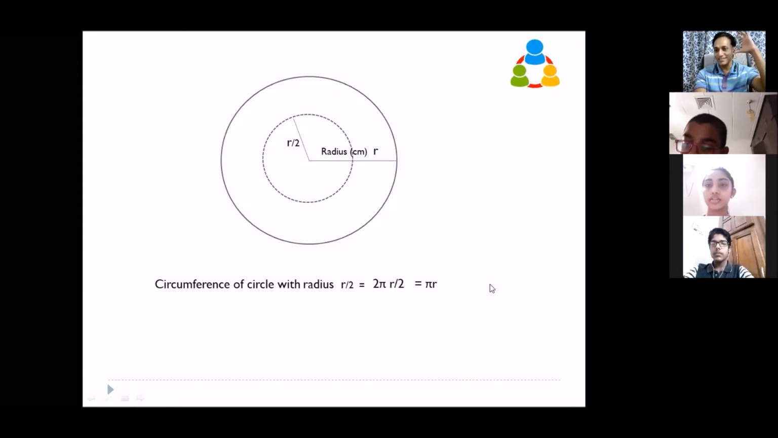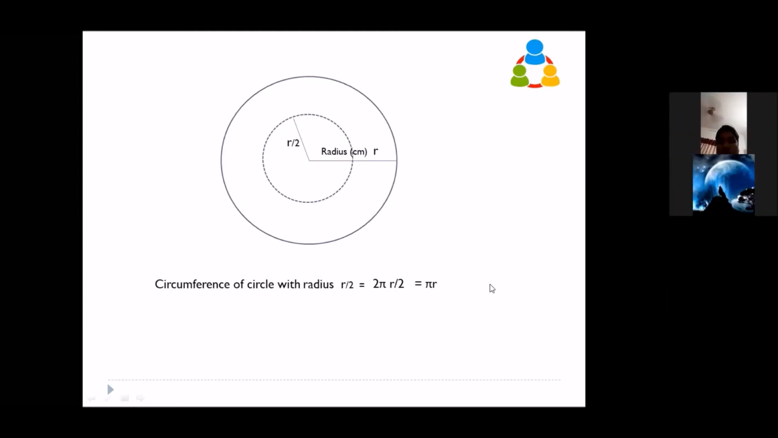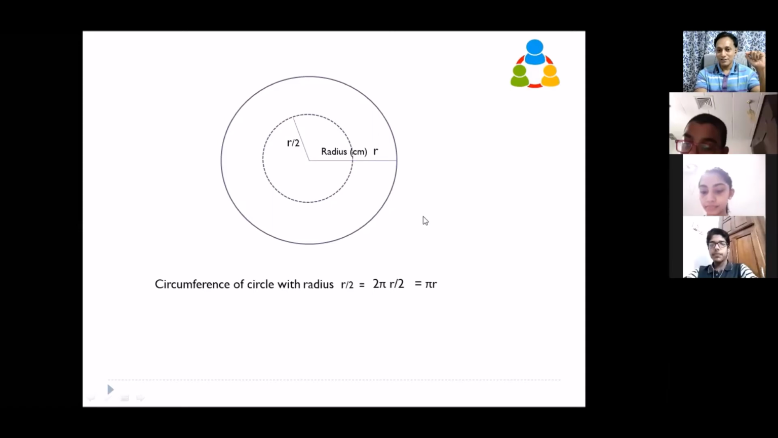Are you able to visualize it? If not, you draw it in your book. See, r such circles, first circle 1 centimeter thickness, second circle also 1 centimeter thickness, third circle also 1 centimeter thickness. Like that, r such circles, when you put that, if you add the area of all those circles, that becomes the area of the full circle, right?